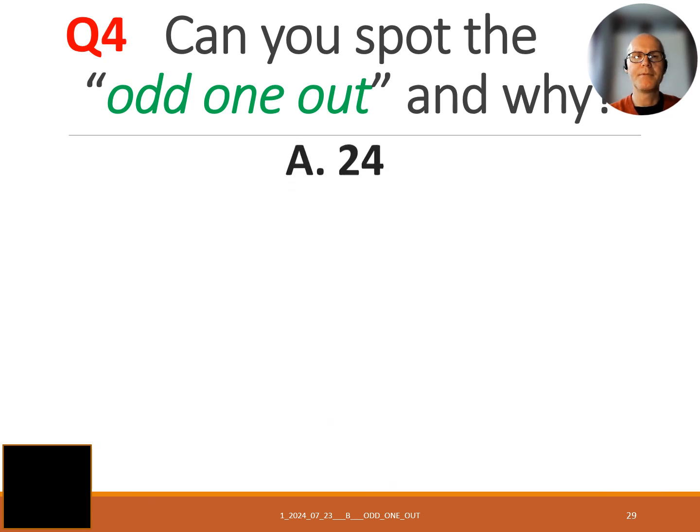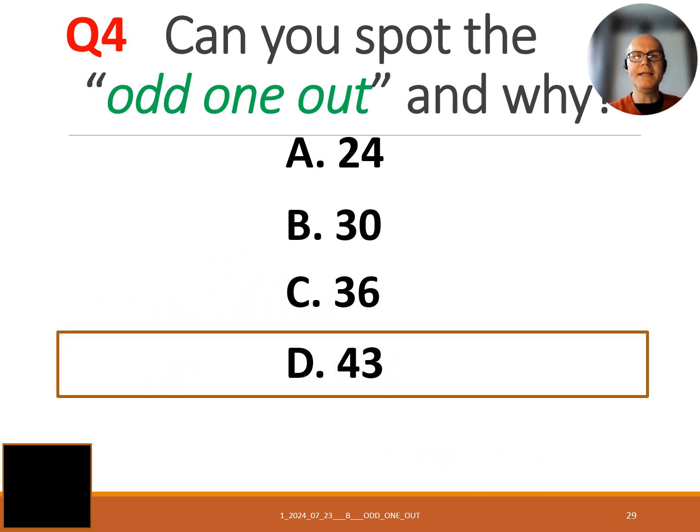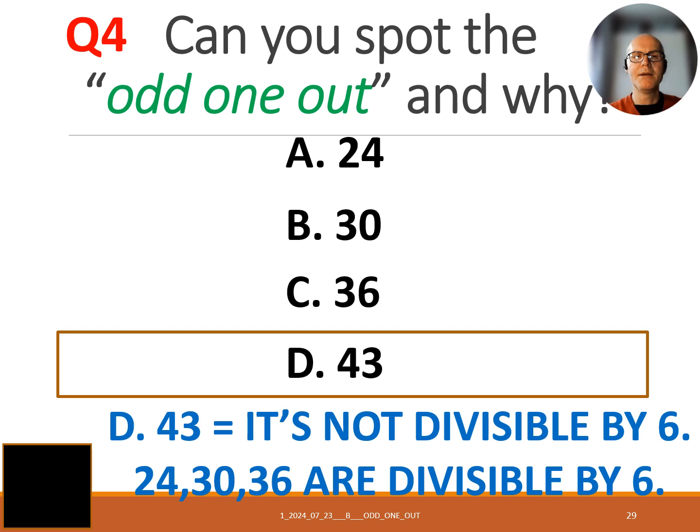Question 4. 24, 30, 36 and 43. What was the odd one out from this grouping of 4 and why? It's D, 43, because the other 3 are divisible by 6. 43 is not divisible by 6 to give a whole number.